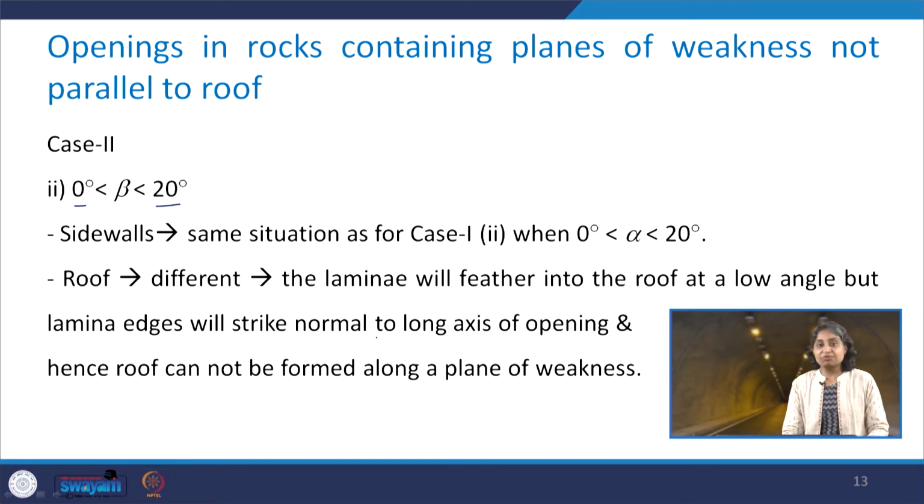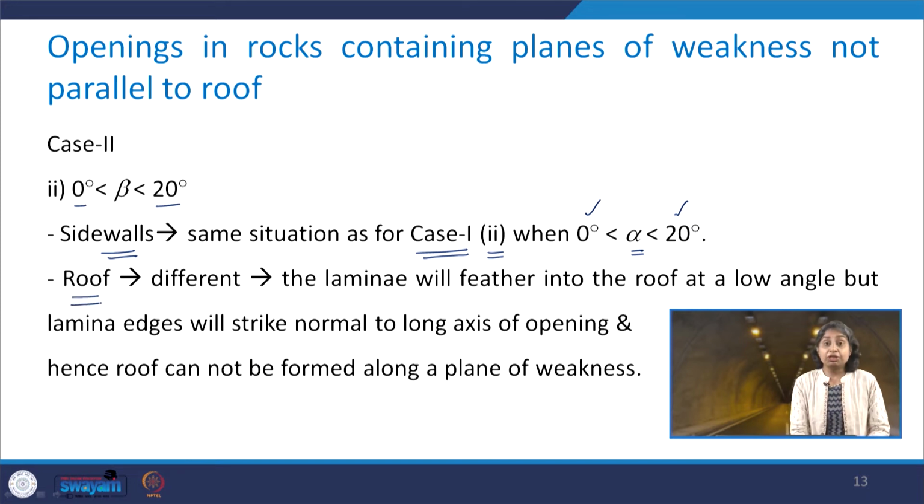So, in this case what will happen is that the side walls will have the same situation as for case 1 part 2, when alpha was varying between 0 degree and 20 degree. What will happen to the roof?